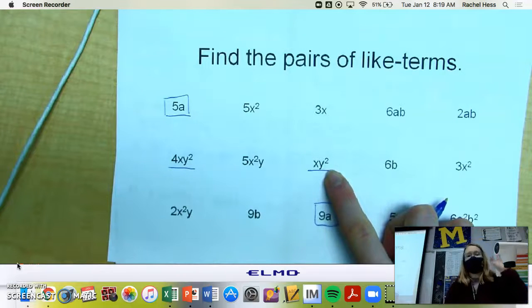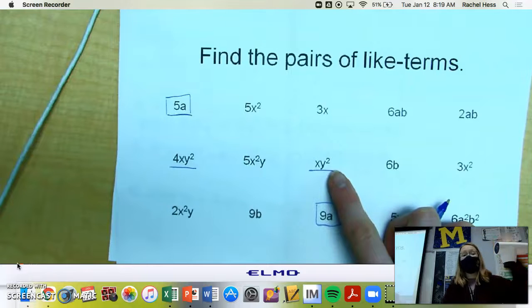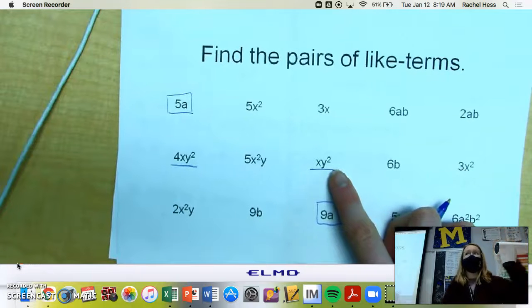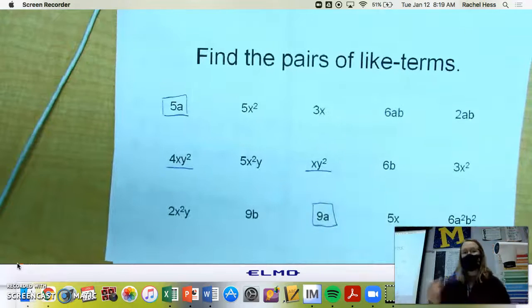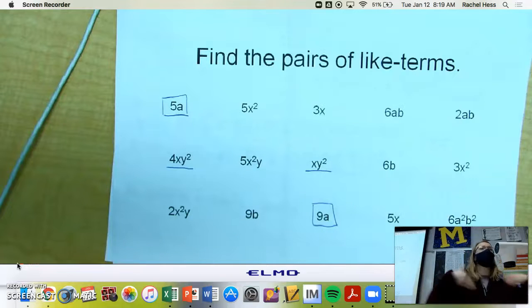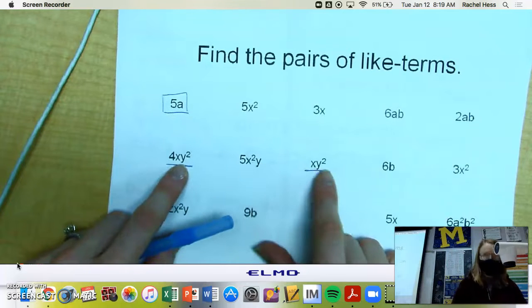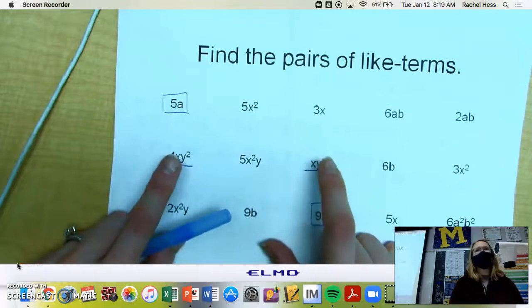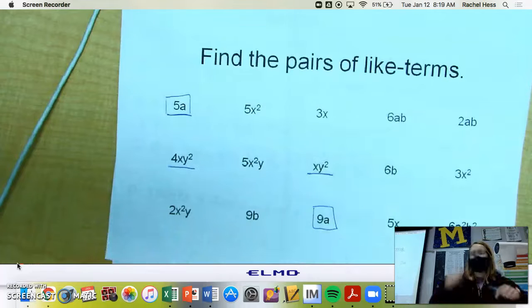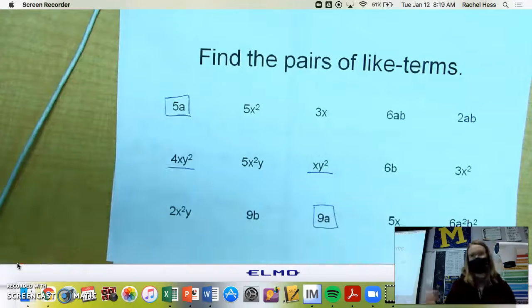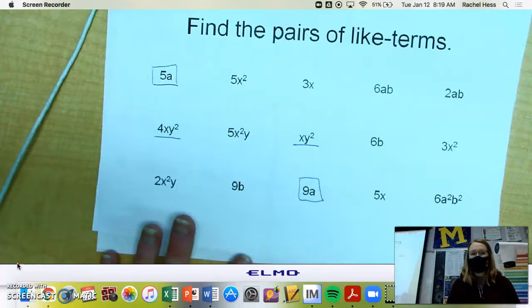4xy squared and 1xy squared. Wait, hang on. I have 5xy squareds. So the tricky part about like terms, if you're combining them, you're just counting how many of these things do I have, right? If they have the same variables to the same exponents, I'm just counting how many do I have. Well, I have 4 here and 1 there, so that would give me 5. We could continue with this.